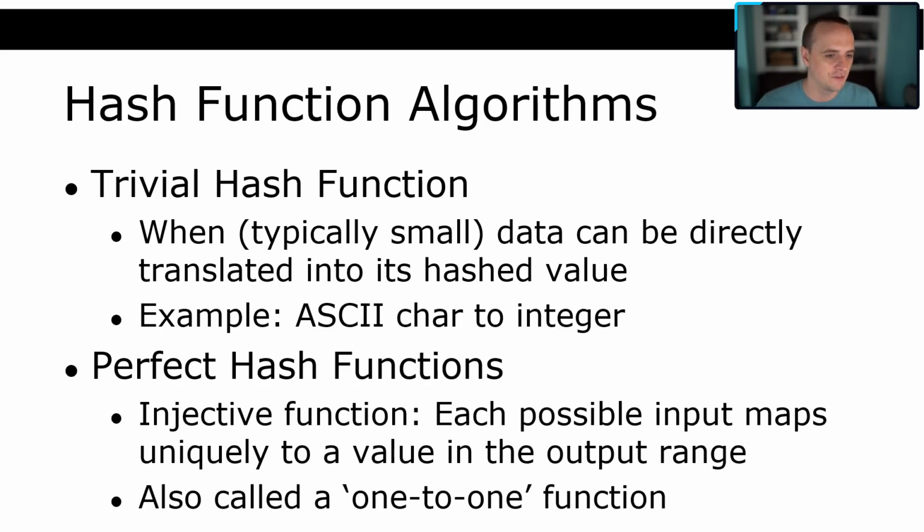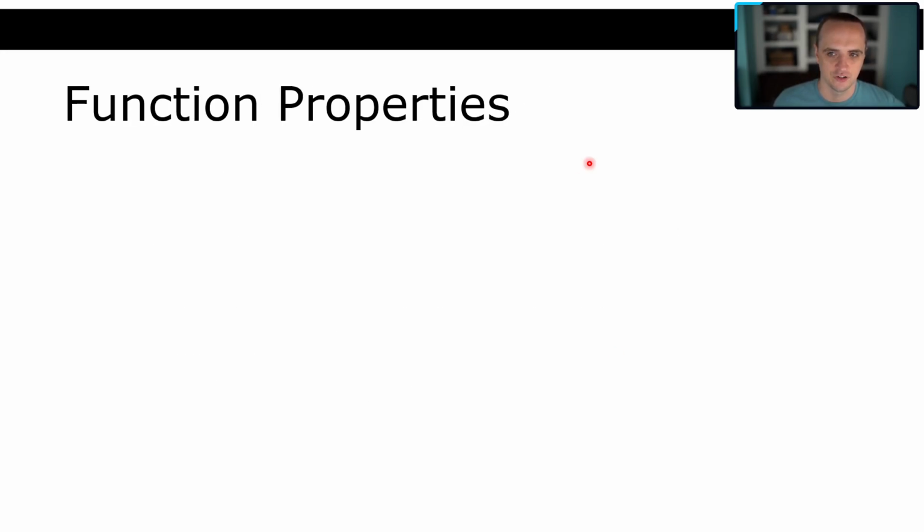You could also have a perfect hash function. And so if we remember, I'll show an example of this. An injective function is where each possible input maps uniquely to a value in the output range. And this is called a one-to-one function, and also called a perfect hash function.